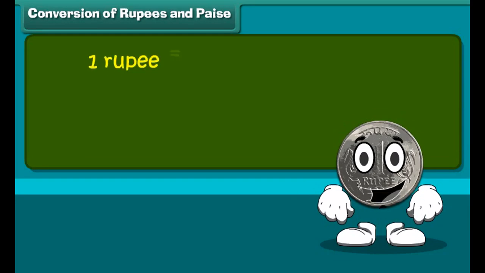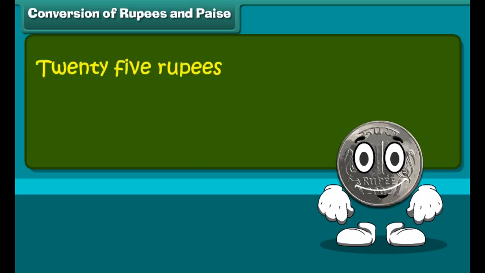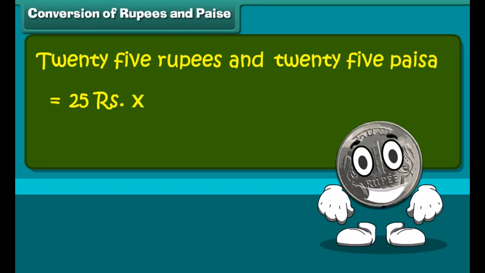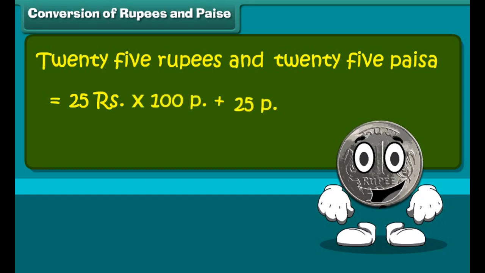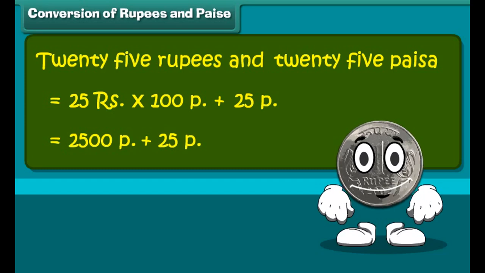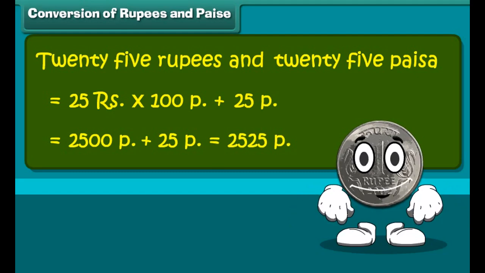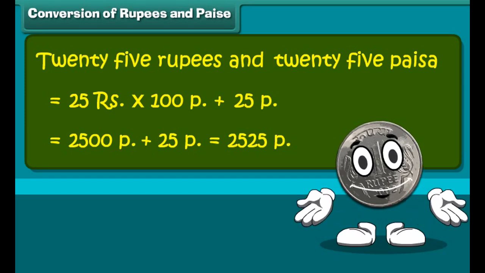1 rupee is equal to 100 paisa and 250 paisa. 20 rupees and 25 paisa is equal to 25 multiplied by 100 plus 25 paisa. This becomes 2500 plus 25 paisa. We can say it as 2525 paisa. Amazing! So much money!